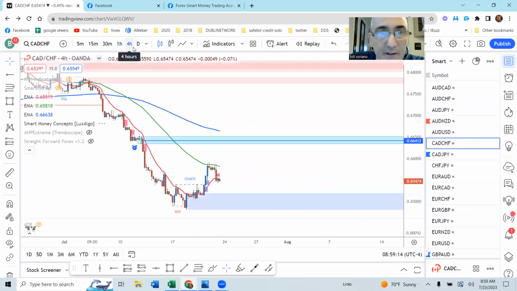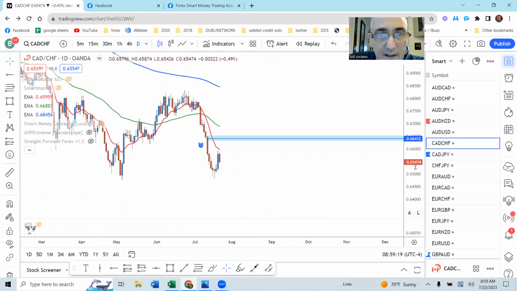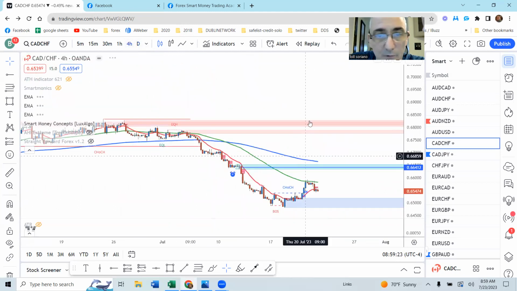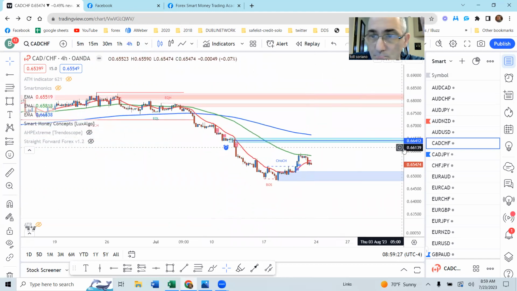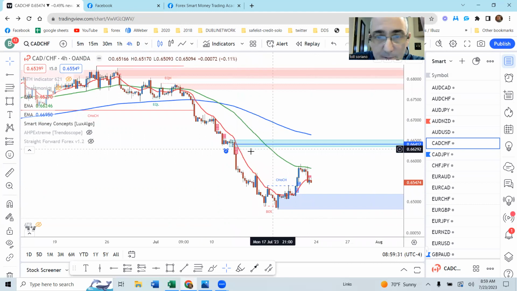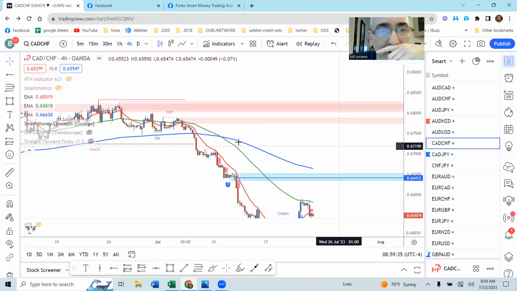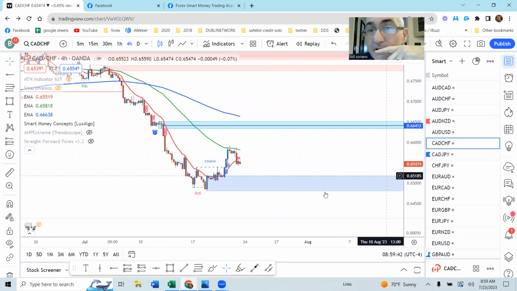CAD, we're getting into the CAD pairs now. And on the daily chart, again, we're bearish. So we have a 4 hour order block already marked up right here, and we're going to stick with that. We have some imbalance, we have an engulfing candle. The indicator is giving us order blocks much further up here. It's also giving us an order block down here to buy from.